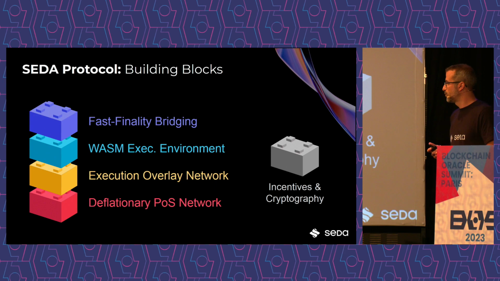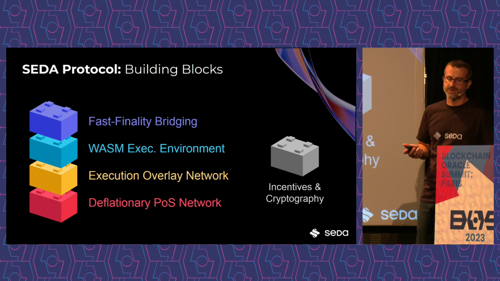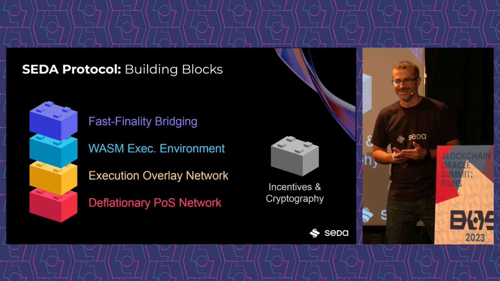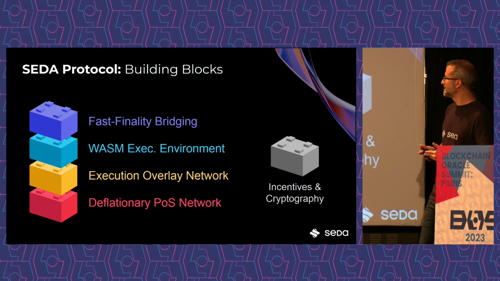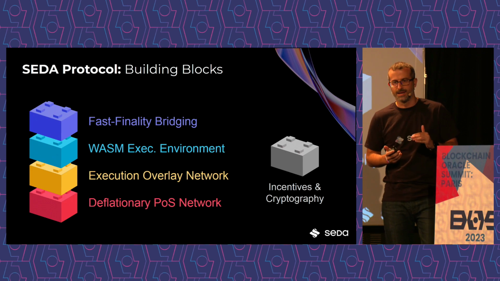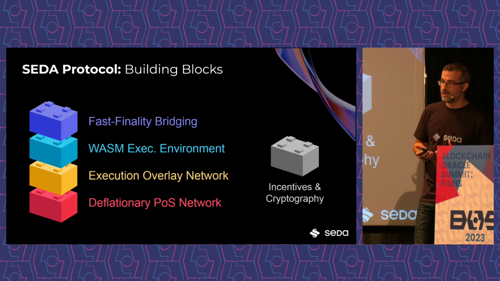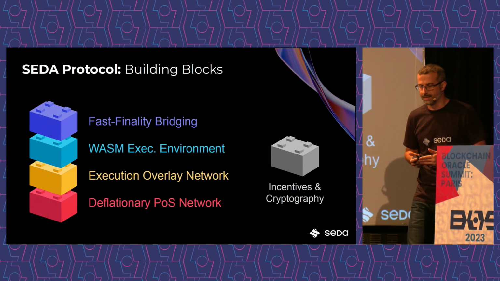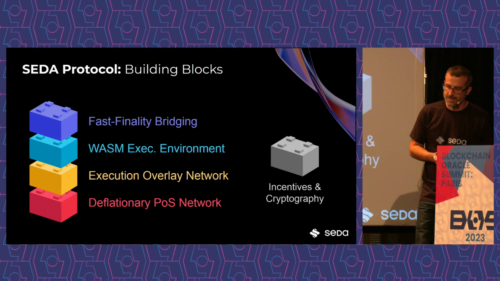So how are we going to achieve this? This is an oversimplification of the protocol, but I only had 15 minutes. The first building block is the settlement layer. In our case, we're going to build our own chain. It's a deflationary proof-of-stake network.